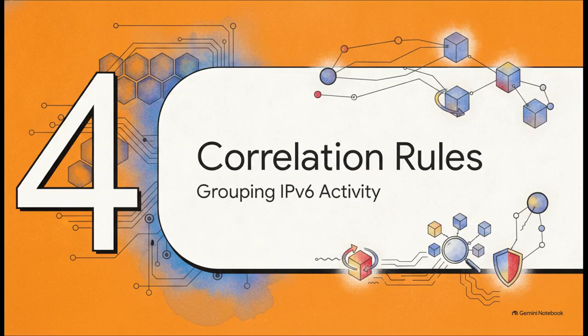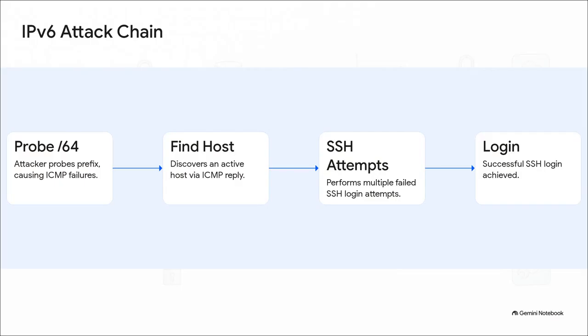Section 4. Writing IPv6 correlation rules. Let's look at how we group activity across those constantly rotating addresses. Picture this step-by-step attack chain, which shows perfectly how reconnaissance turns into exploitation. First, an attacker probes a /64 prefix, which generates ICMP failures. Then they find an active host. Next, they attempt SSH logins, fail a few times, and finally, they succeed.